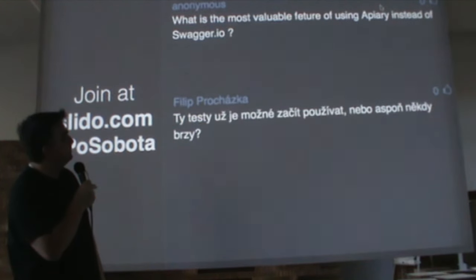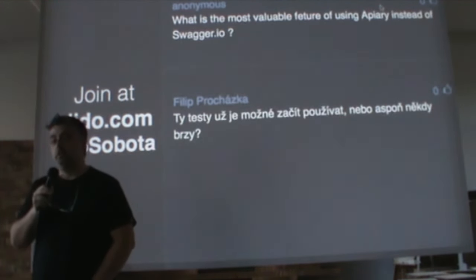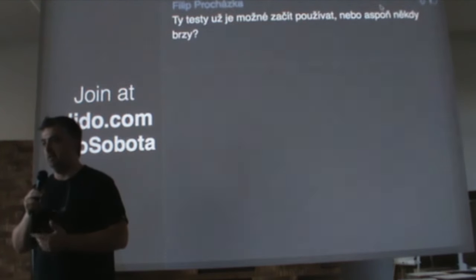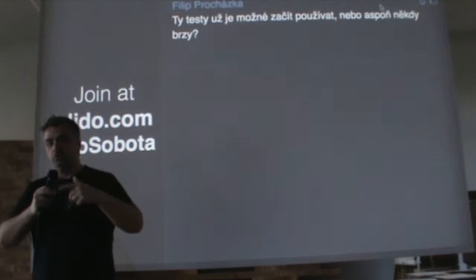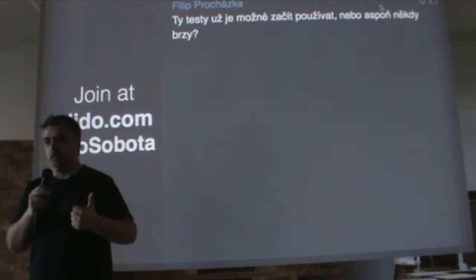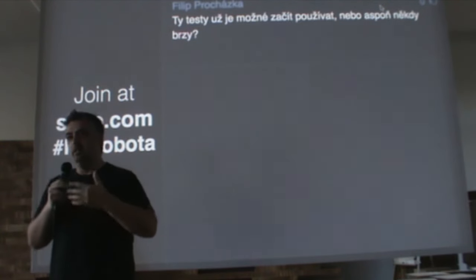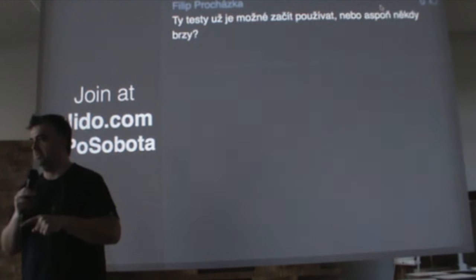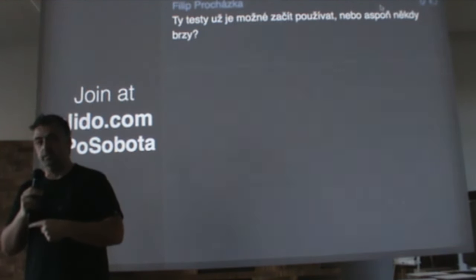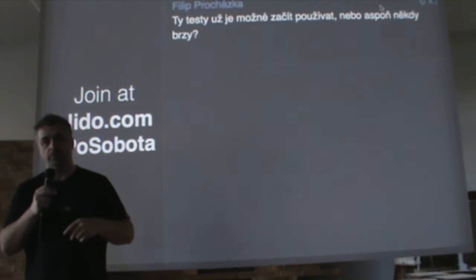Most valuable feature of Apiary versus Swagger. I would say the most valuable aspect of Apiary is the complete holistic life cycle. If you go into the Swagger world right now, they don't have mock servers. People are starting to write them; Apigee actually just wrote one. Swagger is just starting to catch up with a lot of the life cycle stuff that we've done. I don't believe they have anything close to Dredd in the ecosystem. And again, I have some friends that are working on that.